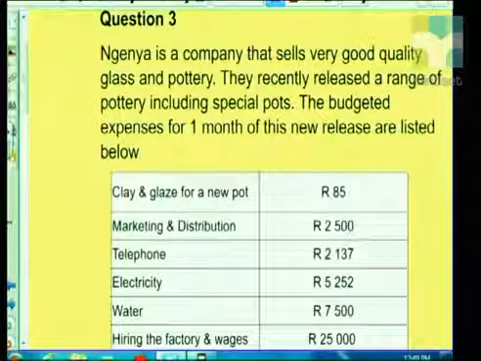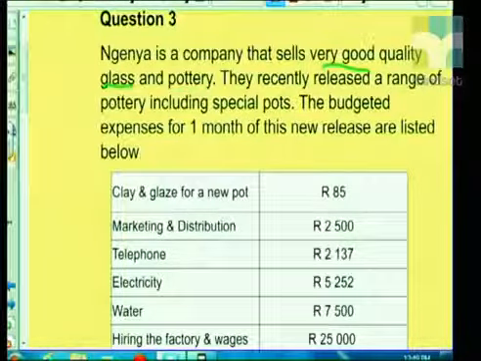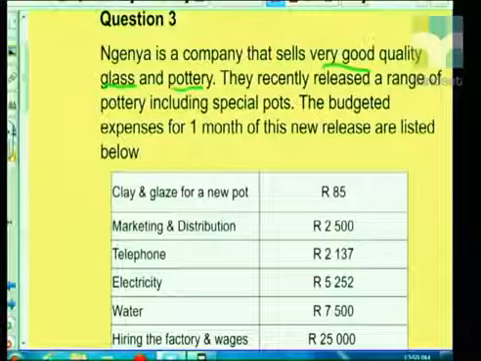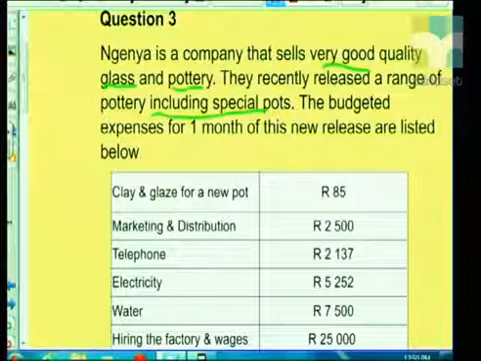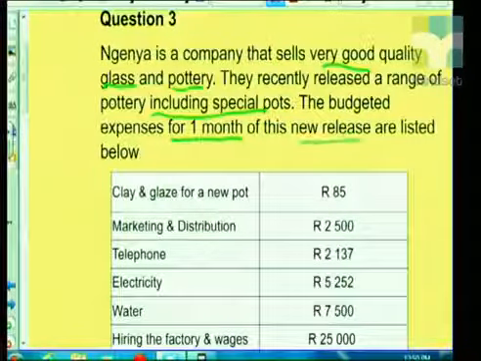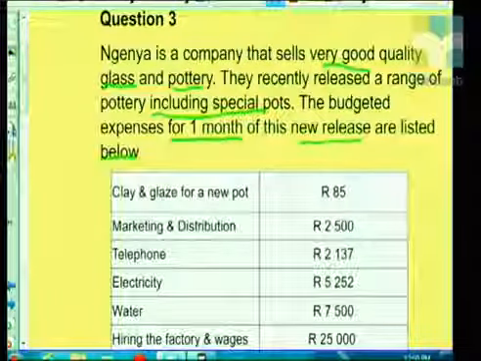Now, I think there's time for just one quick look at one last question. Let's have a look at it. Ingenia is a company that sells very good quality glass and pottery. They recently released a range of pottery, including special pots. The budgeted expenses for 1 month of this new release are listed below. So here we're dealing with a business situation where we're going to be looking at income and expenses.